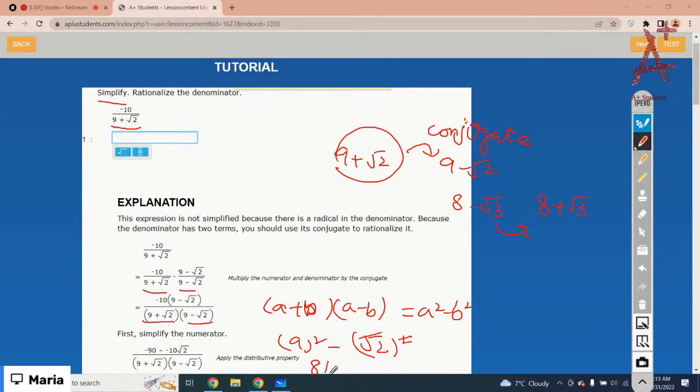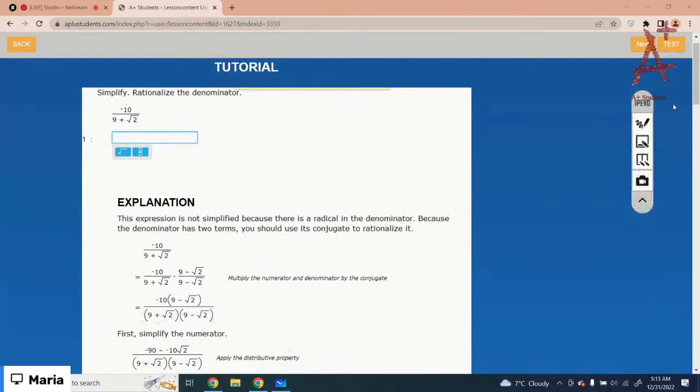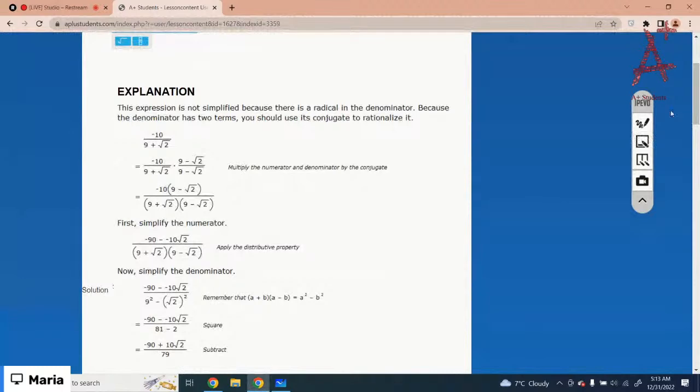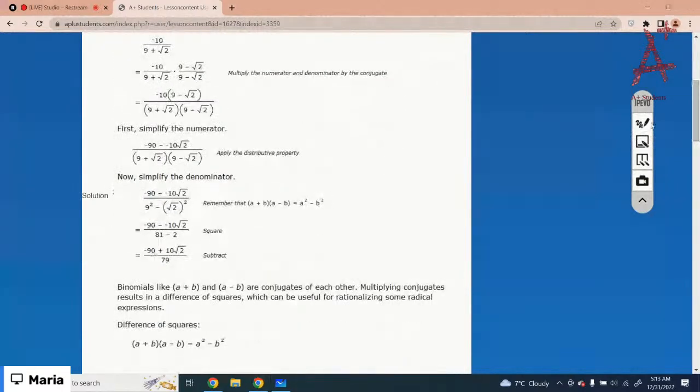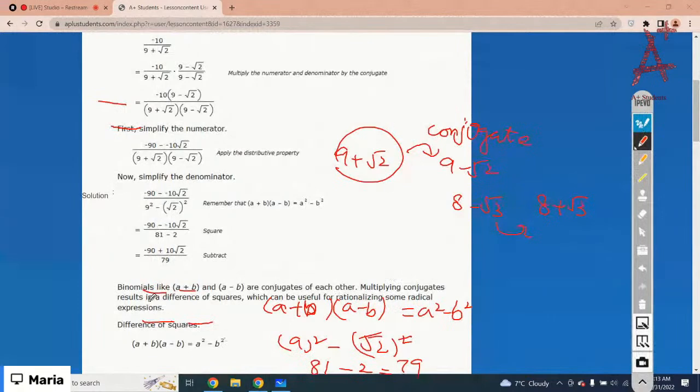9 times 9 is 81. 81 minus 2 is 79. Just look here, you have 79. Basically, when we are simplifying radicals that are in the denominator, we have to remove the radical sign from the denominator. So by multiplying and dividing by the conjugate, we can remove the radical from the denominator. Look here, you don't have any radical in the denominator.